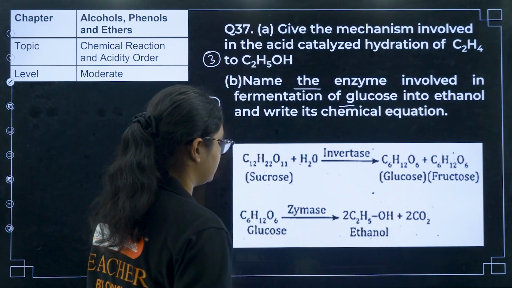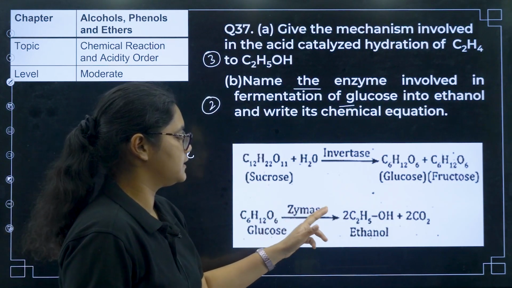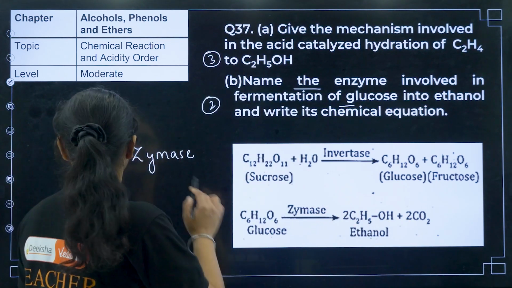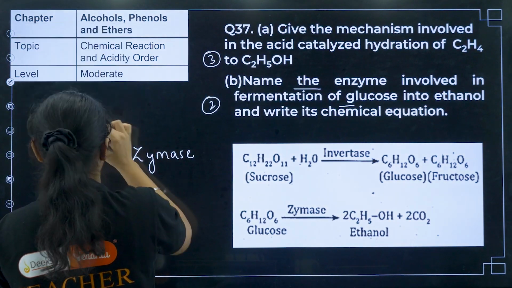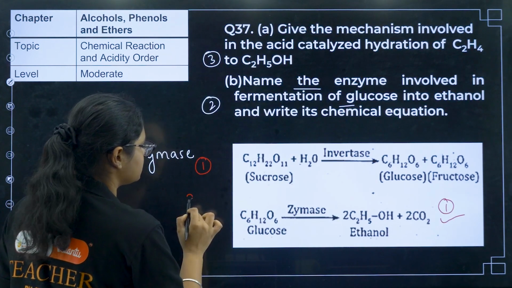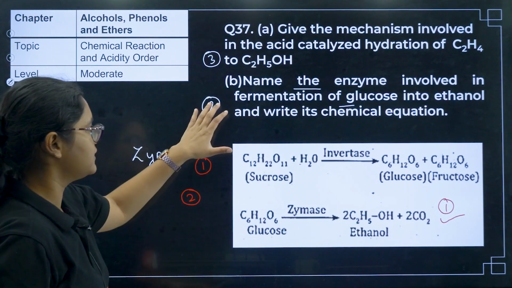The reaction is given here. C6H12O6 will give you 2 molecules of ethanol and 1 molecule of carbon dioxide. This second one is your answer. Okay, this second reaction is the answer. So this will carry 1 mark and this one will carry 1 mark. So total you will get 2 marks in the B part.